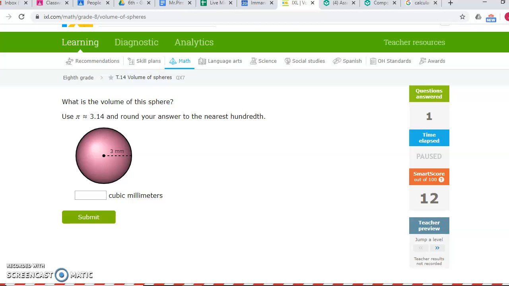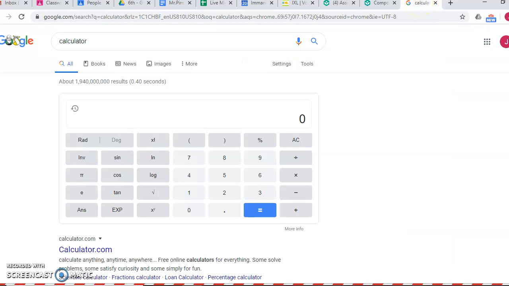So let's go up to a calculator screen. Now check this out. I'm going to start with my 4/3, but this is the big key: the 4/3 always needs to be in parentheses. Notice how I have that 4/3 in parentheses. That'll prevent us from having any mistakes. The computer doesn't know order of operations, so you have to tell it, I need to do 4 divided by 3 first before I do anything else.